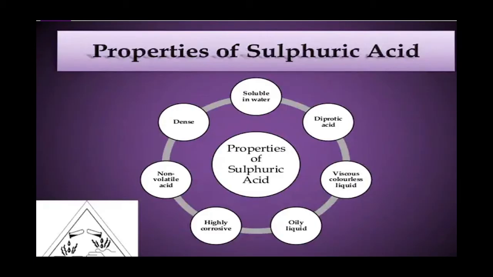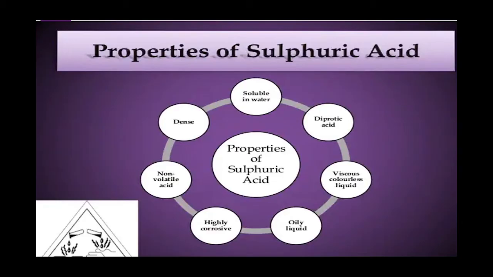Number 2, sulfuric acid reacts with nonmetals to form sulfur 4 oxide and water. For example, it reacts with sulfur to form sulfur 4 oxide and water. And it reacts with carbon to form sulfur 4 oxide, carbon 4 oxide and water.